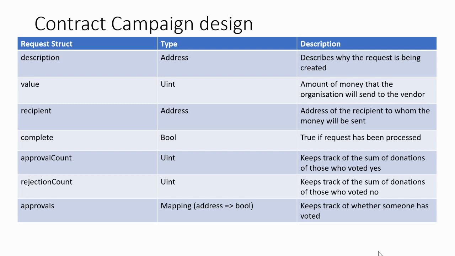The approval count, which keeps track of the sum of donations of those who voted yes, and the rejection count, which does the opposite. And lastly, we have approvals, which is a mapping from address to boolean. This just keeps track of whether someone has voted. If they have voted, it will turn to true, and this tells us that they cannot vote again a second time.